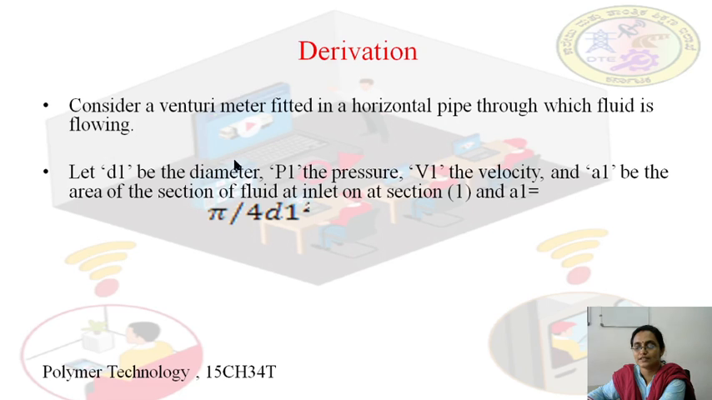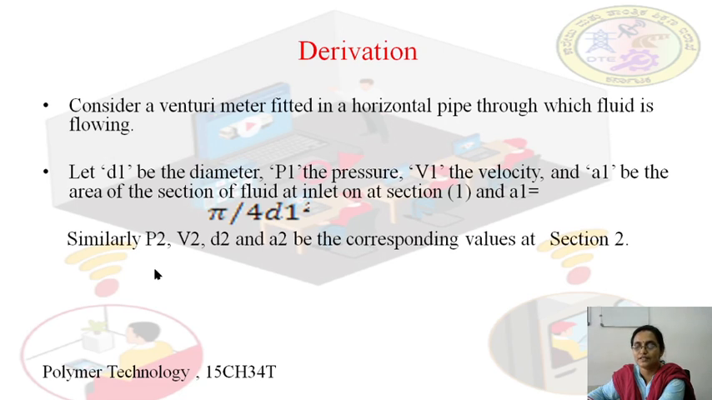So for the initial section 1, the high pressure section, D1 is the diameter, P1 the pressure, V1 the velocity, and A1 the area of the fluid. A1 equals pi by 4 D1 squared. Similarly, we take section 2, where P2, V2, D2 and A2 are the corresponding values: P2 the pressure, V2 the velocity, D2 the diameter, and A2 the area. Area will be pi by 4 D2 squared.